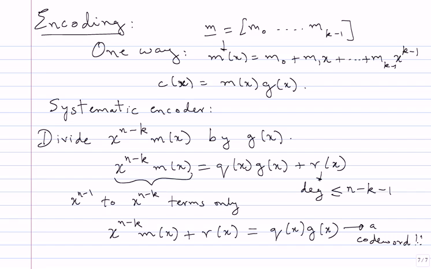So instead of mapping m of x to m of x times g of x at the encoder, I'm going to map m of x to x to the power n minus k times m of x plus r of x, where r of x is the remainder when I divide x to the power n minus k times m of x by g of x. One more thing to convince yourself of is that two different m of x will not give me the same remainder. It's very easy to write that down.